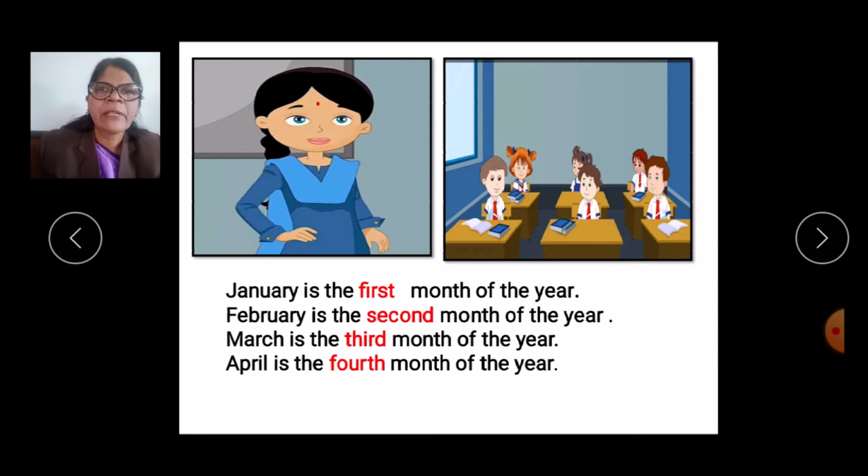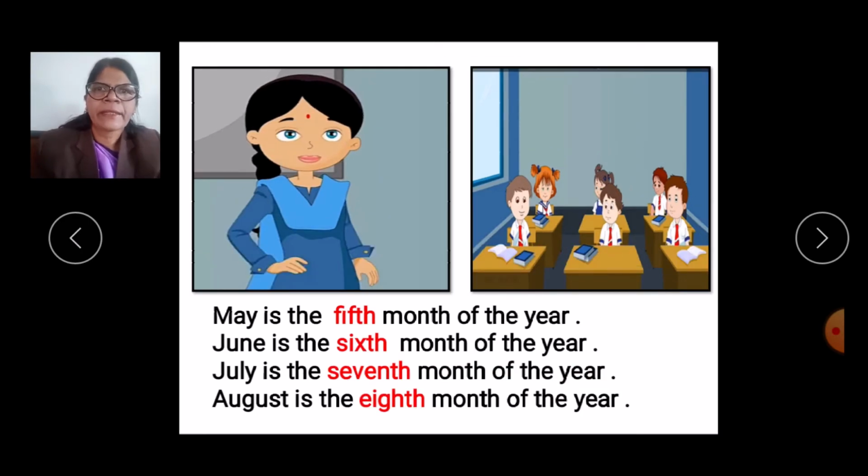February is the second month of the year. March is the third month of the year. April is the fourth month of the year. Children, please put your finger after each and every word that I read. January is the first month of the year. February is the second month of the year. March is the third month of the year. April is the fourth month of the year.